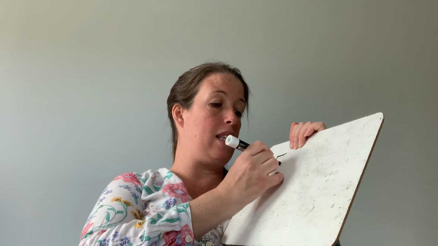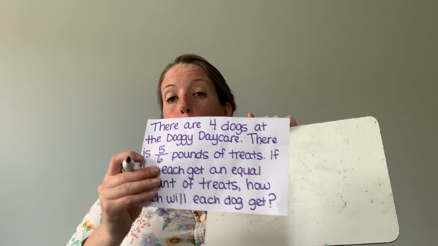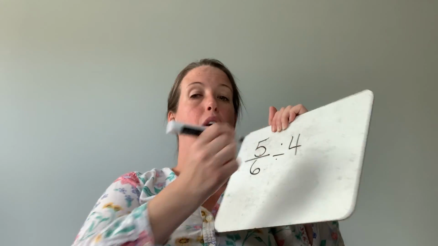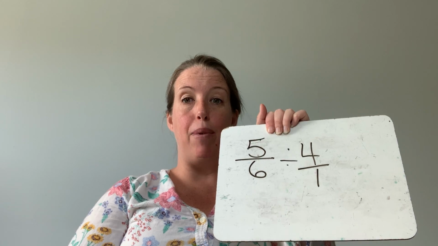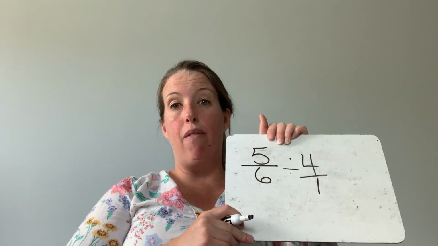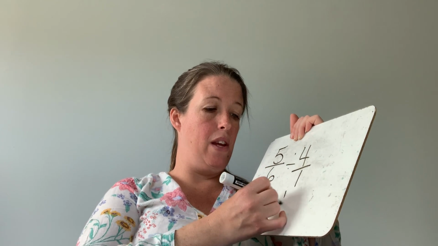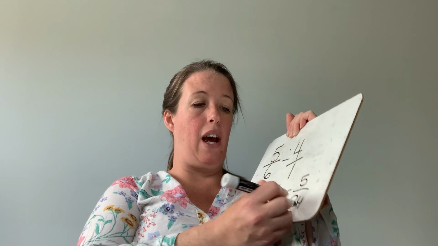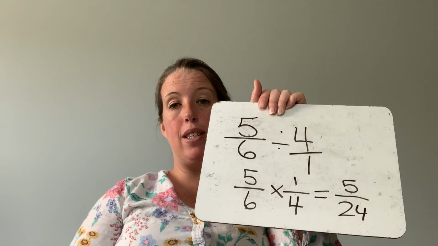What am I sharing? I'm sharing the 5/6 of a pound of dog treats. Who am I sharing it with? 4 dogs. So I'm now going to turn this into my fraction by giving it a denominator of 1, and I'm going to use the inverse to solve. Keep it, change it, flip it. So they will each get 5/24 of the treats.